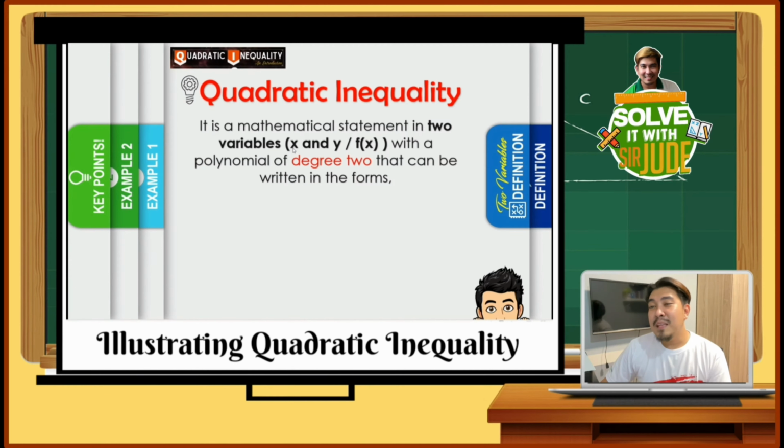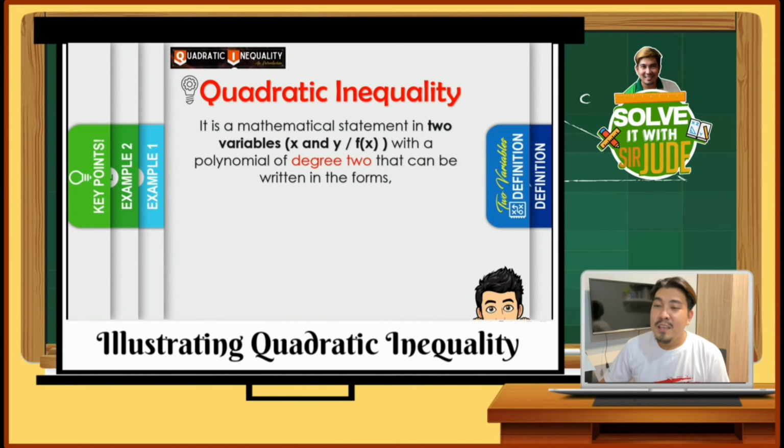So it is a mathematical statement with a polynomial of degree 2 that can be written in the following forms. Kung yung one variable may 4 forms, dito rin sa two variables, meron ding 4 forms. Yun nga lang, yung 0 aalisin natin, papalitan natin siya ng y.